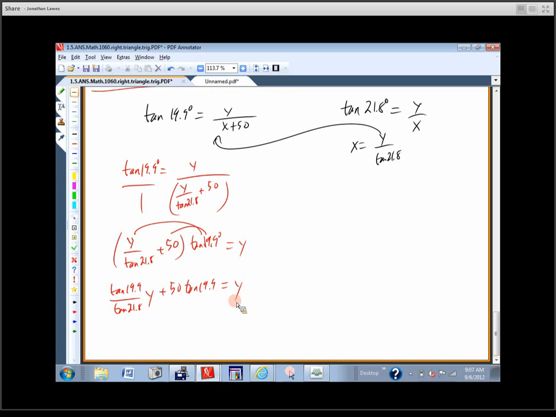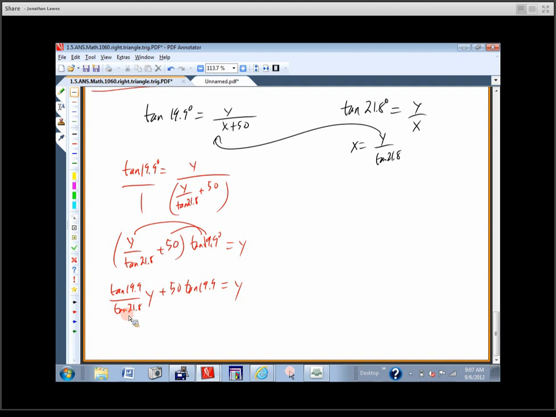Okay, so what do I need to do next? How would you simplify this? What's that? You could use a calculator. You could turn it into a decimal, okay? I don't want to do that yet, though. Okay, you could, if you want to do that. Would you subtract it from the other side?